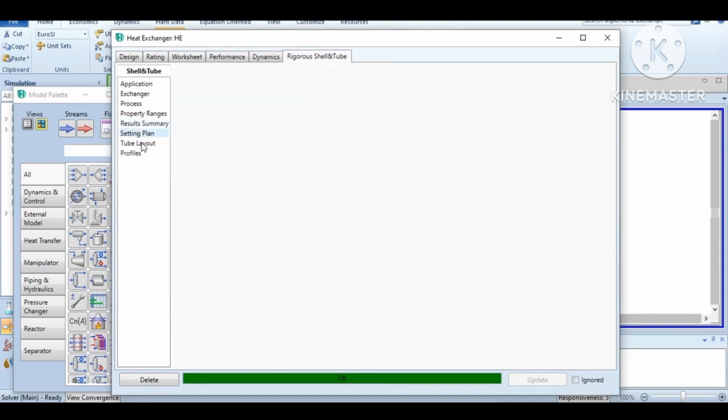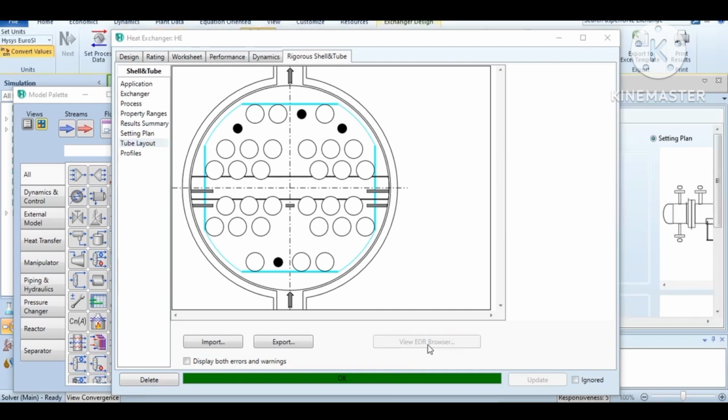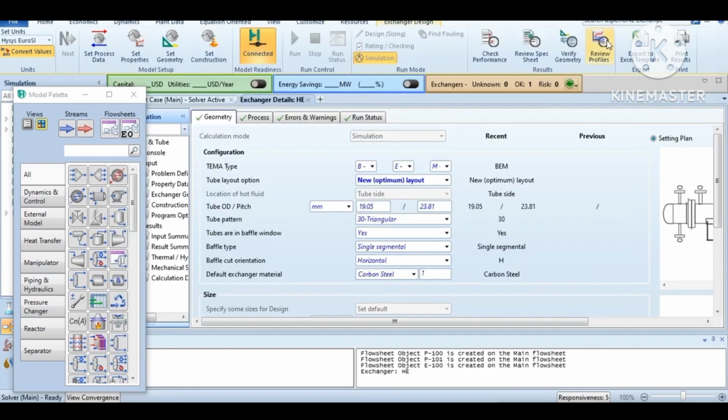Similarly, the setting plan, the tube layout. Now I will go to view EDR browser, view exchanger design and rating browser. It's linked currently with Aspen HYSYS. Once we complete this exercise regarding Aspen HYSYS, I will take you to Aspen Exchanger Design and Rating software, where we will put the values and we will generate our data as well. This will be similar to this.